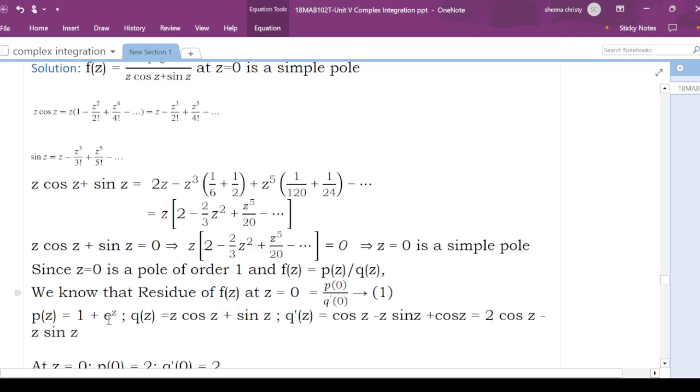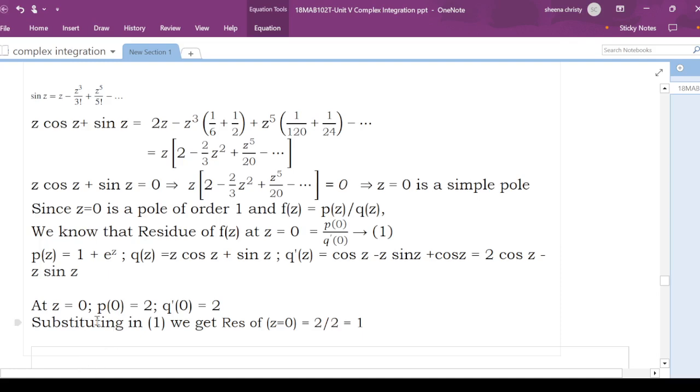Now what is p of z? 1 plus e power z. What is q of z? z into (cos z plus sin z). So what is q dash of z? Here you have to use the product rule. Differentiation of z is 1 into cos z, plus z into the differentiation of cos z, which is minus sin z, plus the differentiation of sin z, which is cos z. So you are getting 2 cos z minus z into sin z.